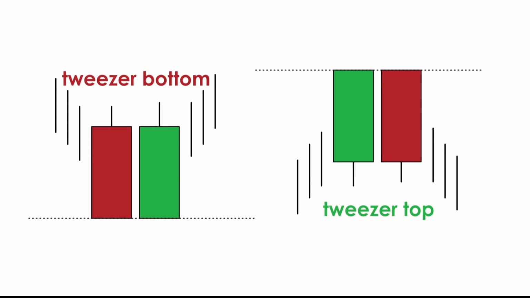Tweezer's bottom and tweezer's top. This pattern consists of 2 or more candles with equal lows, tweezer bottom, or equal highs, let's say tweezer top. A tweezer bottom pattern indicates a potential bullish reversal, while a tweezer top pattern indicates a potential bearish reversal. And why do we call them tweezers? Because they look like a tweezer. Now let's go to the chart and see some examples for these as well.